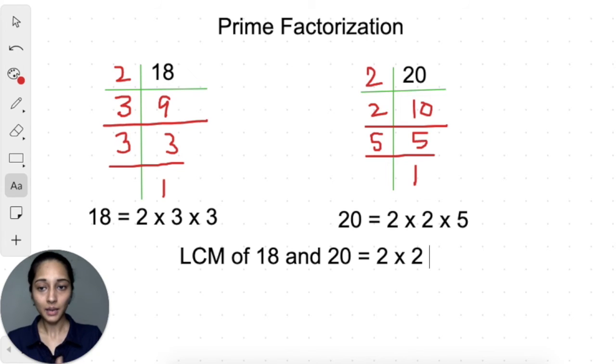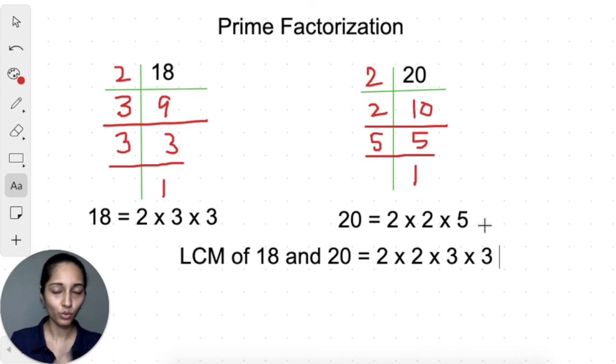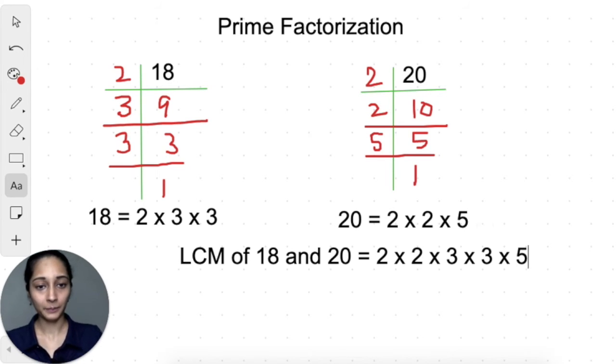Then, the next number that we can see here is 3. Now, 3 is only there in 18 and not in 20. But because we are finding lowest common multiple, we'll take it, and we'll have to take it the maximum number of times that is there. 3 is there 2 times, so we'll take 2 times 3, and after that there is this one number 5 which is left, which is there in this 20 but not there in 18. We'll have to take that as well.